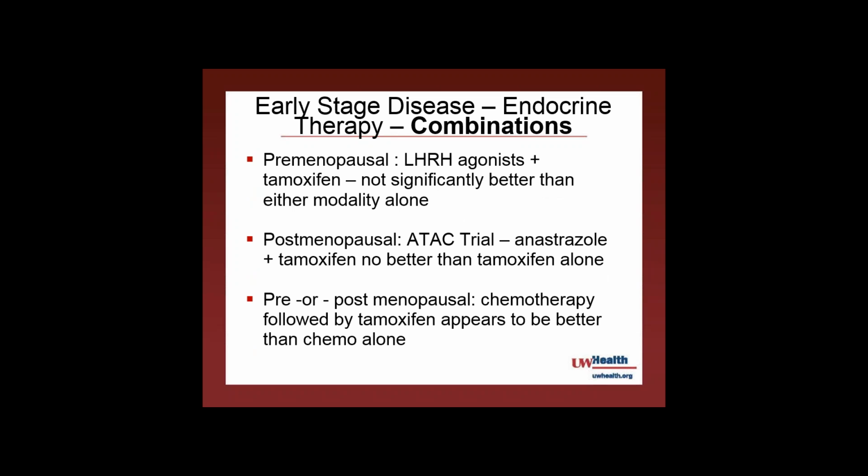So before I was talking about single agents, I was talking about tamoxifen or exemestane. But there were a lot of trials that looked at combinations of endocrine therapy. So for premenopausal women, they looked at LHRH agonists and tamoxifen, and it was not significantly better than either modality alone. So they're not often combined. For postmenopausal women, the ATAC trial, which was anastrozole plus tamoxifen, was no better than tamoxifen alone, and the ATAC trial revealed some other results, which I'll show you later.